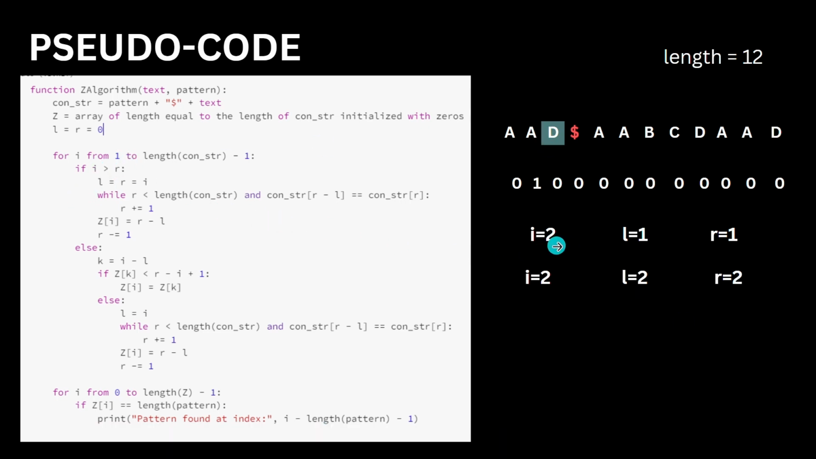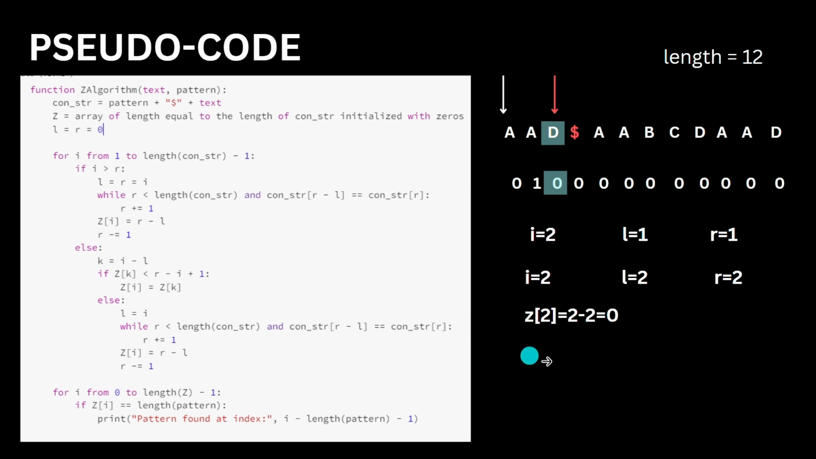So I is equal to 2, L is equal to 1, and R is equal to 1, which is I is greater than R. So we have L is equal to R is equal to I, which is I is equal to 2, L is equal to 2, and R is equal to 2. Now we'll be iterating through the while loop. Now we'll be comparing second index with the 0th index. They both are not equal, so we'll be coming out of the loop.